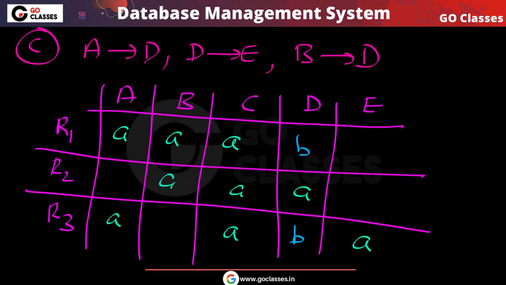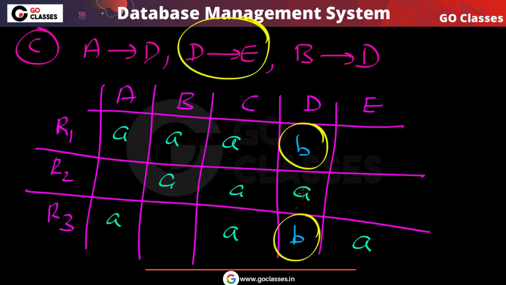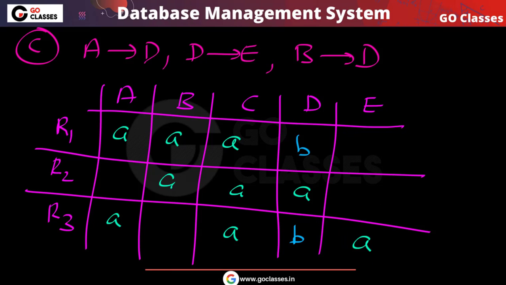Now after this you can notice that D determines E. So in these two rows the D value is same, so in these two rows the E value also must be same, so basically this must be A. So finally I can say that this will be A.